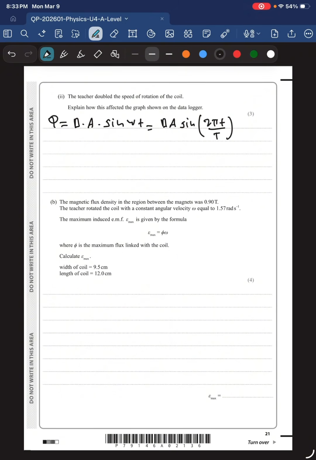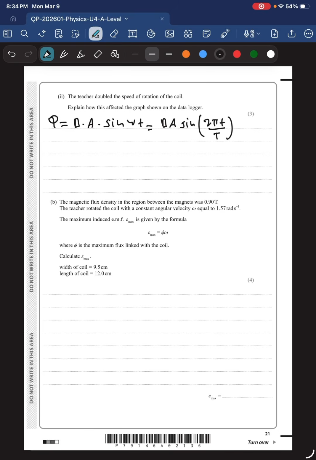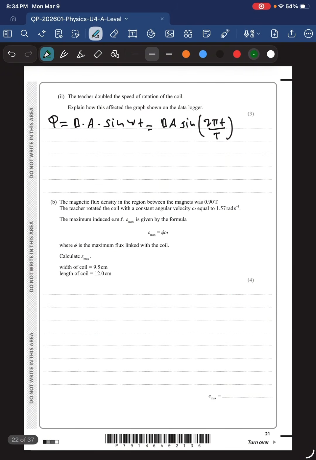How do I know this? Because at time equal to 0, we have 0 flux, right? So if we substitute t equal to 0 there, we have 0 flux. And if we substitute t equals 1/4 of a period, which means that the coil will be like this, vertical to the field, we will have a flux of sine pi over 2, which is 1, times B times A. So we will have a maximum flux after 1/4 of a period.